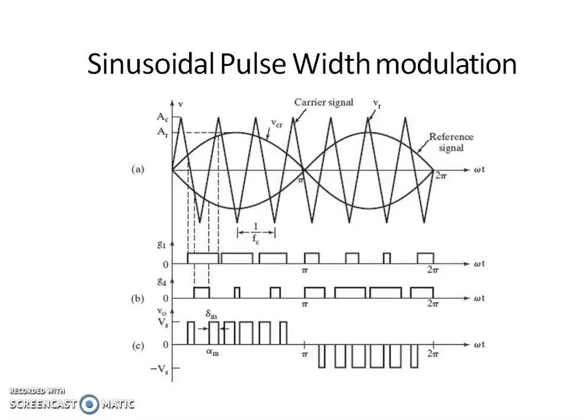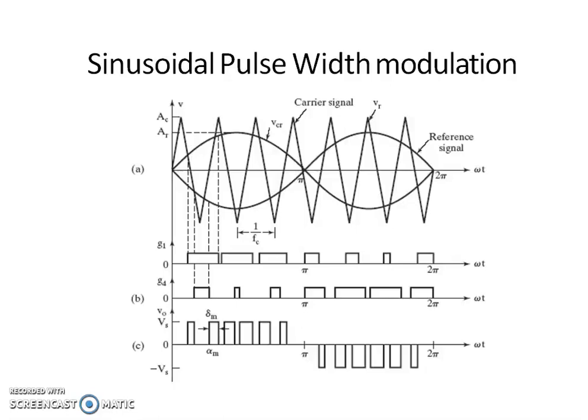In single pulse width modulation, the amount of harmonics is higher when we compare it with multiple pulse width modulation. In multiple pulse width modulation also, the level of harmonics is higher. If we want to reduce the harmonic content, we can go for sinusoidal pulse width modulation.